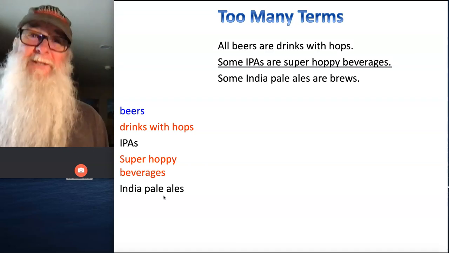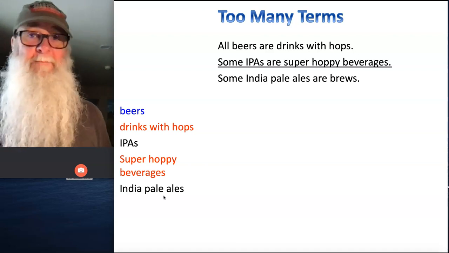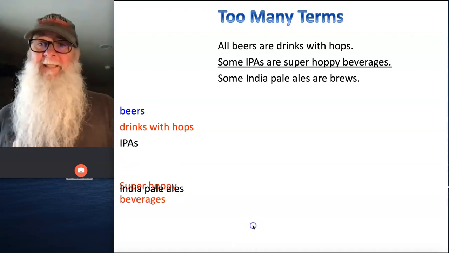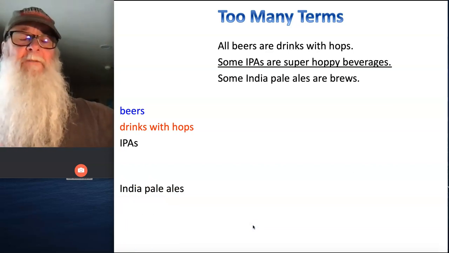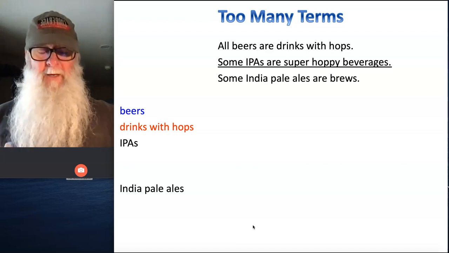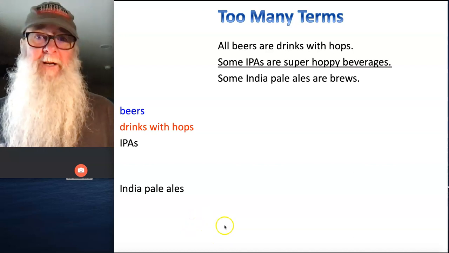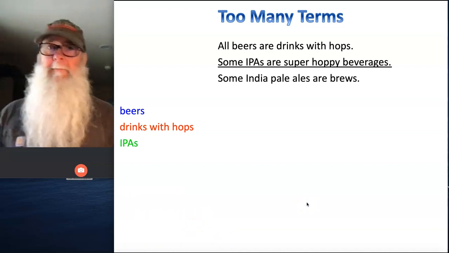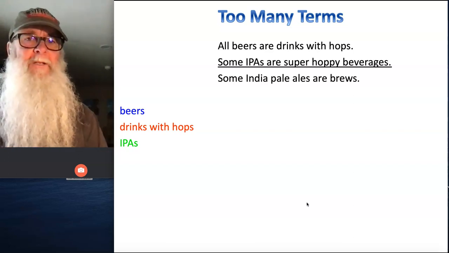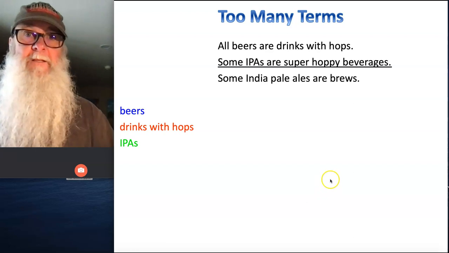But not every IPA is super hoppy. There's some IPAs that aren't really all that hoppy at all and probably shouldn't even be called IPAs. So for that sake, let's say we're just going to go with drinks with hops, because that's going to include way more of the IPAs that we are arguing about in this syllogism. And then IPAs and India Pale Ales, that's a coin toss there. They mean the same thing. So depending on who our audience is, maybe we go with India Pale Ales because we're afraid they won't know what IPAs are. But if we're arguing for a group of beer drinkers, then maybe we go with IPAs because they're going to know what those are.